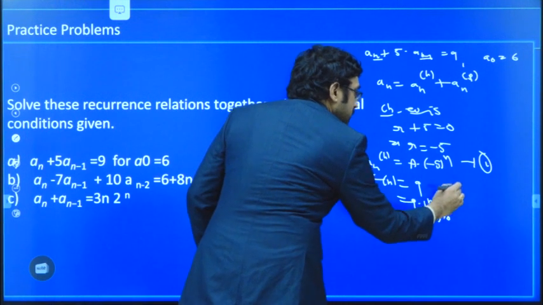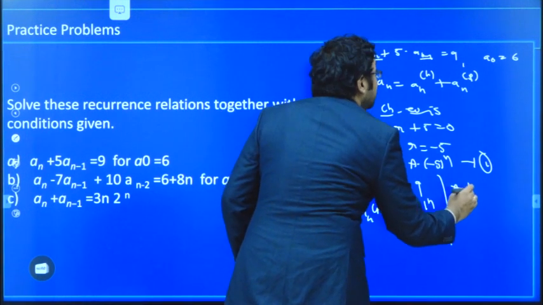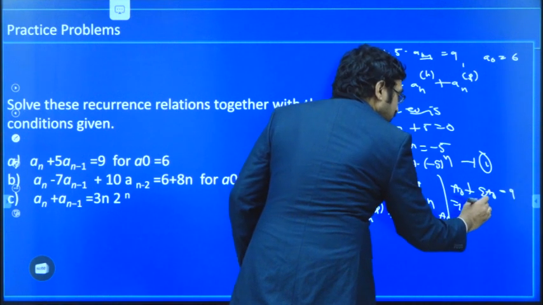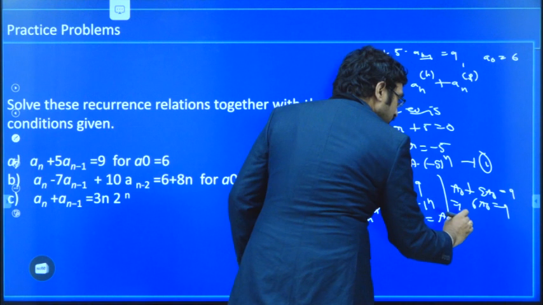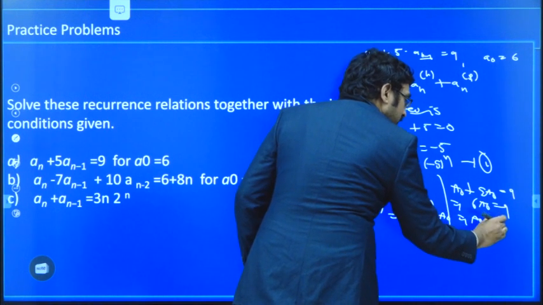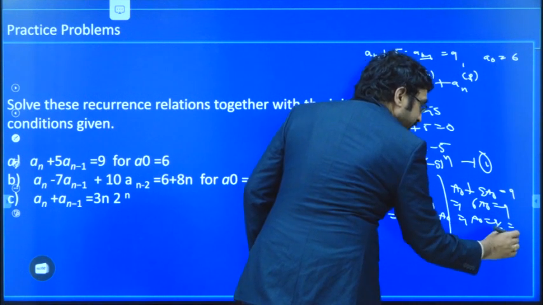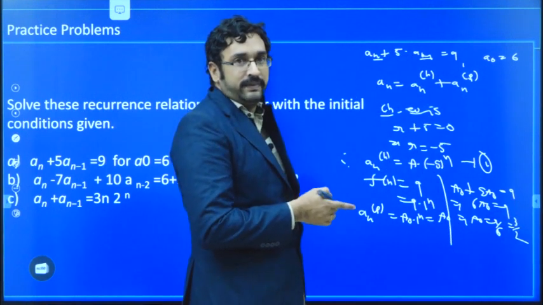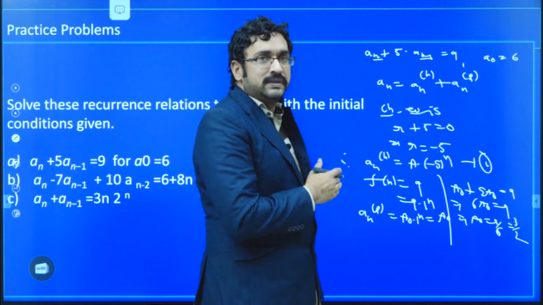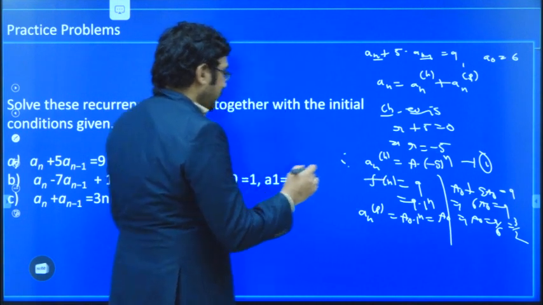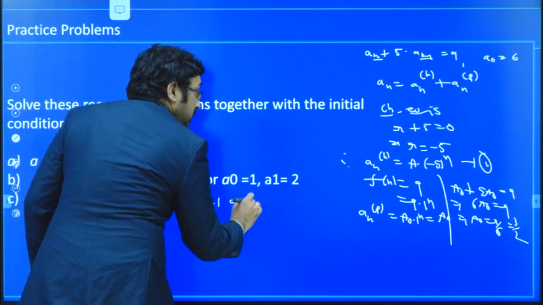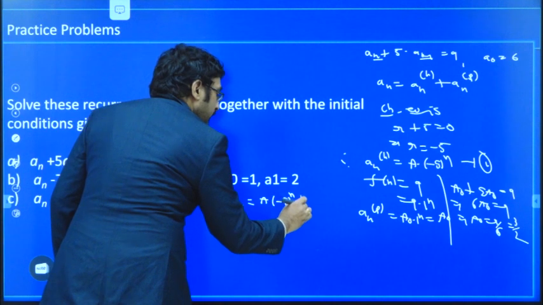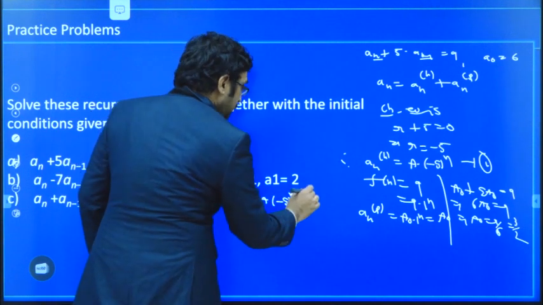So we will get a naught plus 5a naught equal 9. That implies 6a naught equal 9, which implies a naught equal 9 by 6, that implies 3 by 2. So the a naught value is 3 by 2. So combine both the homogeneous solution and the particular solution. Therefore, an equal an power h, that means a into minus 5 whole power n plus 3 by 2.